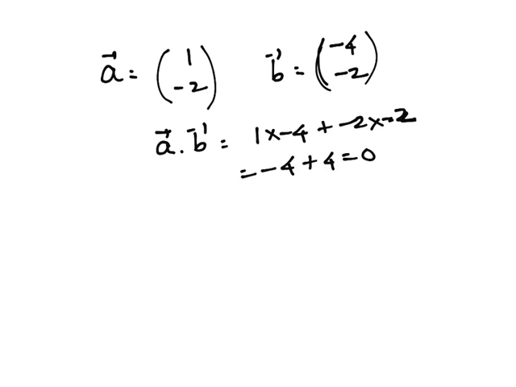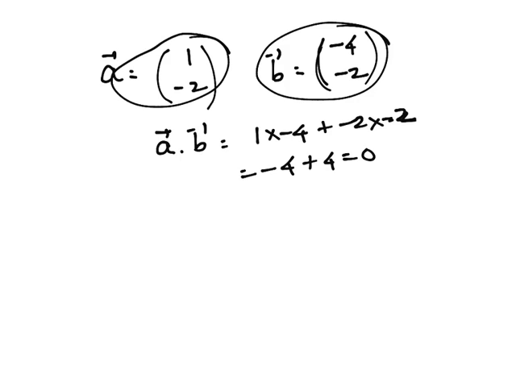So definitely, if these two are non-zero vectors, isn't it? Non-zero means the magnitude will not be 0. So if you find the dot product of two non-zero vectors, and if you get 0 as the answer, then definitely those two vectors will be perpendicular to each other. So the dot product of two perpendicular vectors will always be 0.